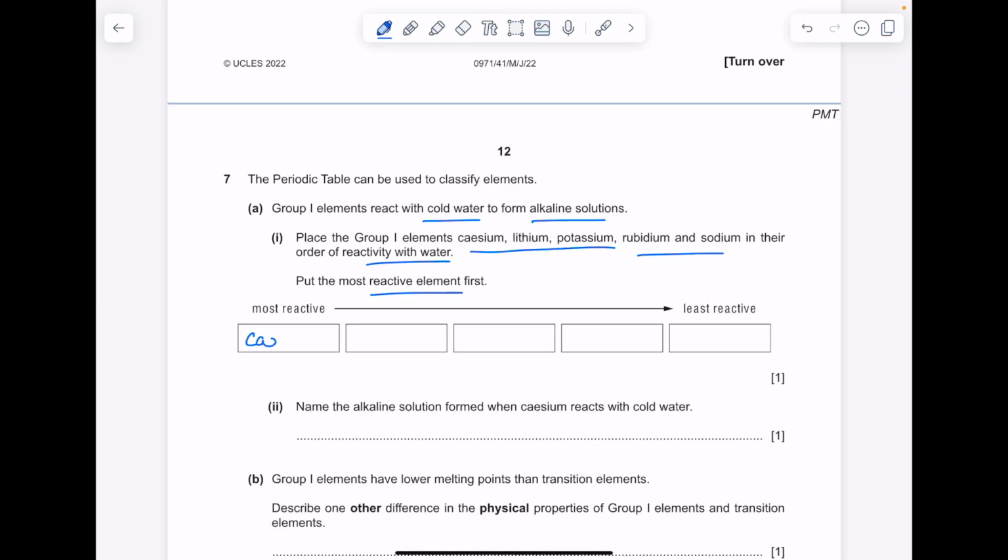So the answer is cesium, rubidium, potassium, sodium, and finally lithium.